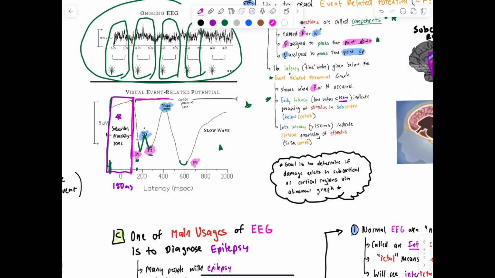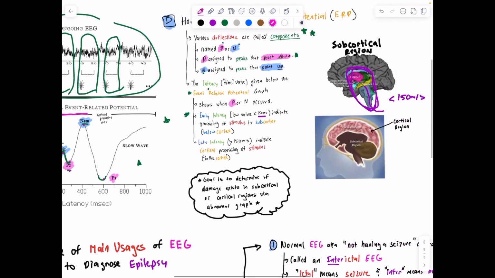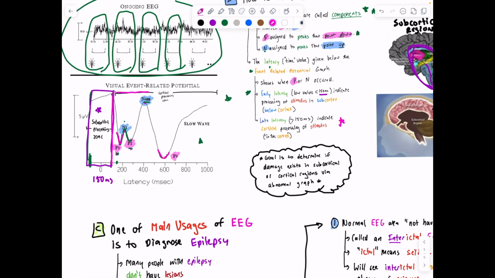So all of these components, P1, N1, P2, N400, P3, these are all latencies greater than 150 milliseconds. That indicates that this is an action that the brain has taken. This is a voltage that the brain has shown in the cortex versus subcortical. All right, so this kind of makes sense.